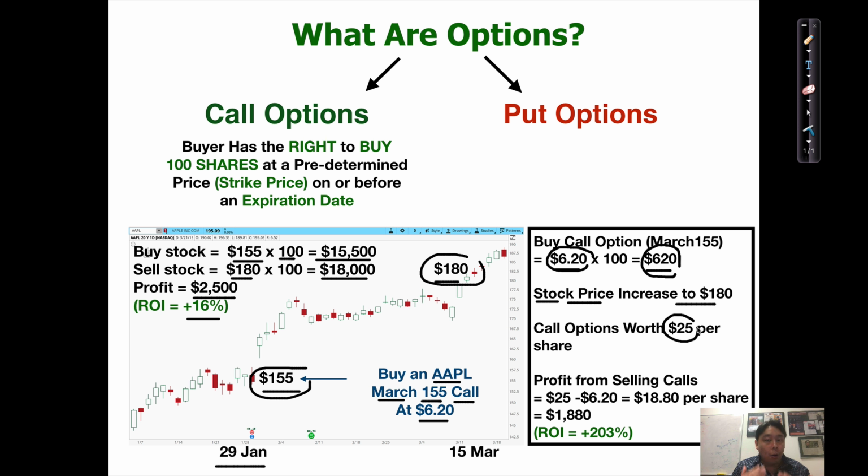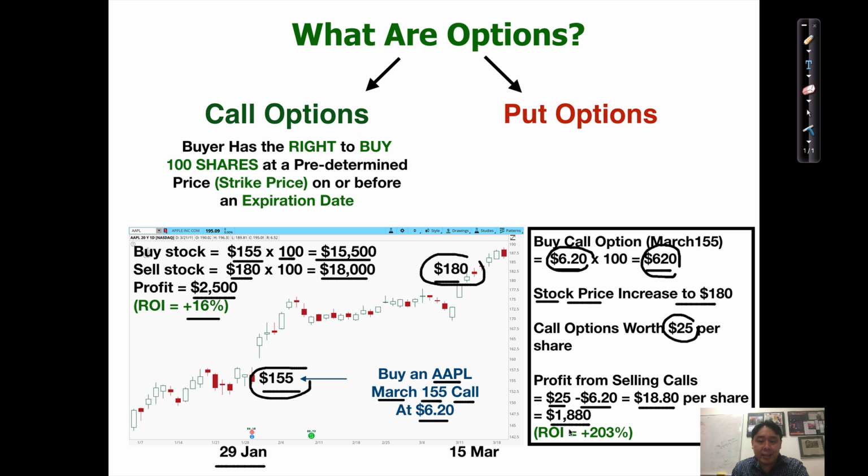So what would your profit be? So you sell it at $25 when you bought it at $6.20. That gives you a profit of $18.80 per share option. So again, times 100, your profit from selling your call options would be $1,880. So in this scenario, you made $1,880.